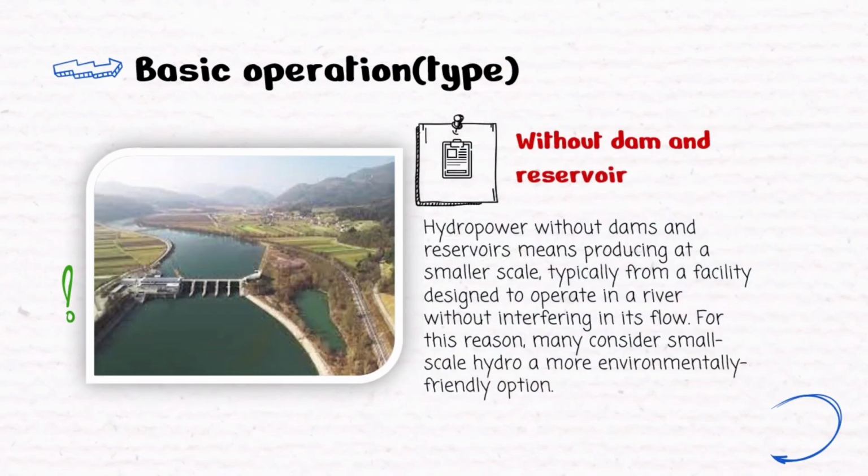For the second type of basic operation, which is without dam and reservoir, hydropower without dams and reservoirs means producing at a smaller scale, typically from a facility designed to operate in a river without interfering in its flow. For this reason, many consider small-scale hydro a more environmentally friendly option.